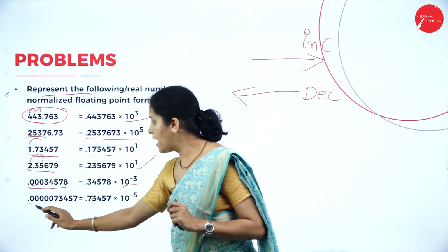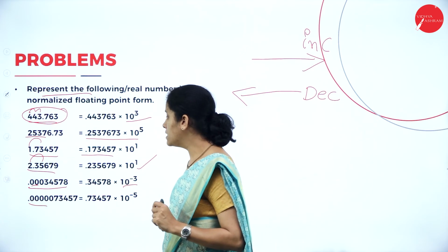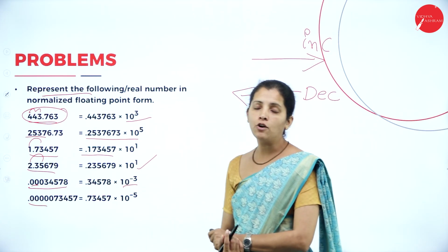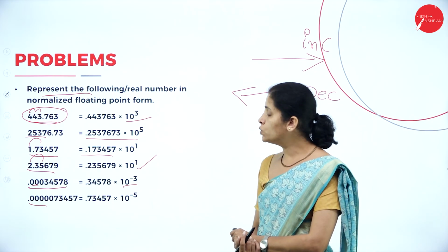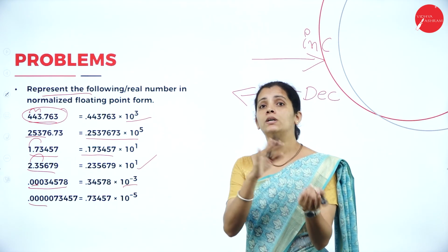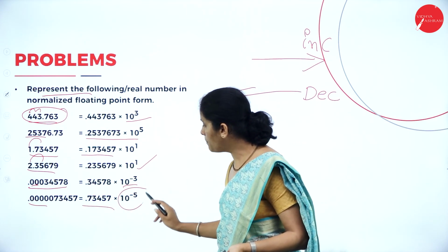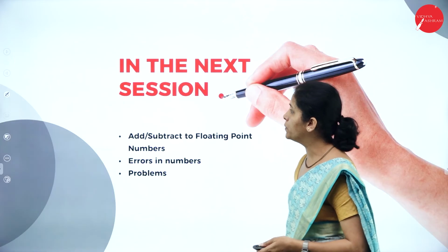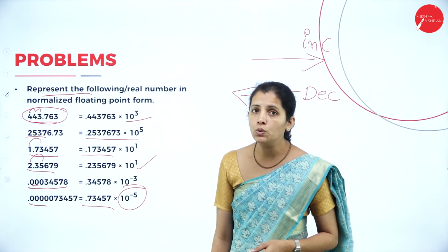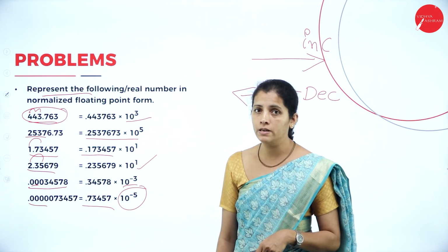See here, I have 5 zeros. Along with that, 73457. To make it normalized number, what I want to do? I want to shift 5 digits towards left. So, when I shift, it is 10 to the power minus 5. So, dear student, this is the way I can normalize the given floating point number.